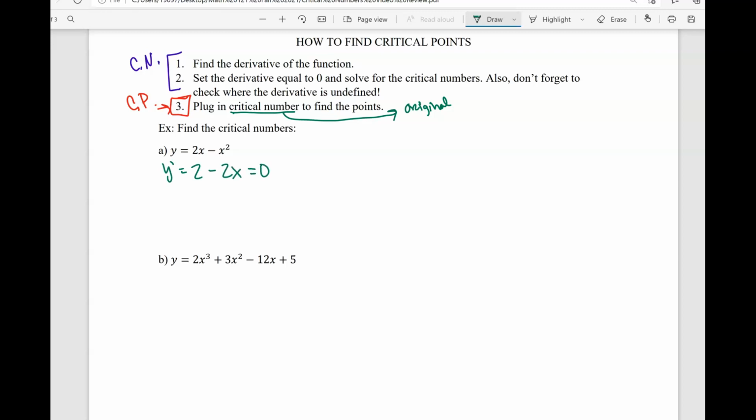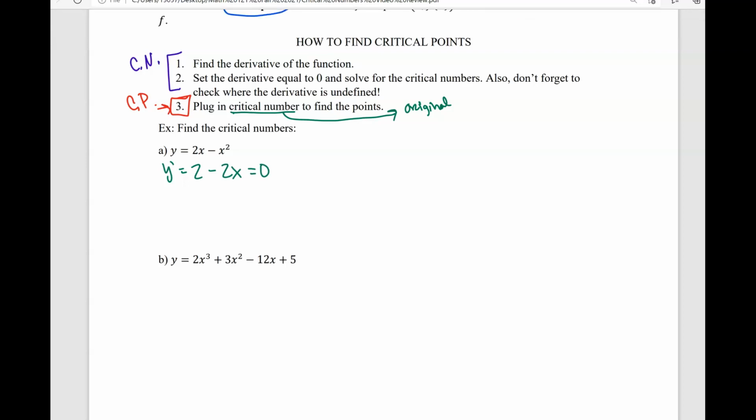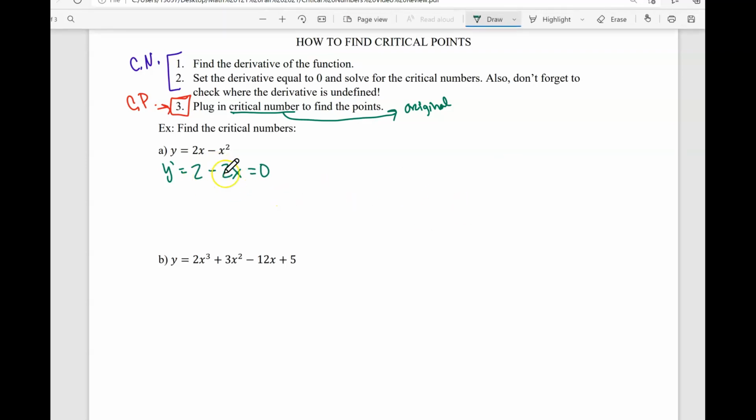One of the things that I like to take a look at is the function itself, to see if the function is going to be undefined. And actually it isn't, right? Because there's no x values in the denominator. This was a polynomial, so you don't need to check. It's all real numbers, so it's never going to be undefined.